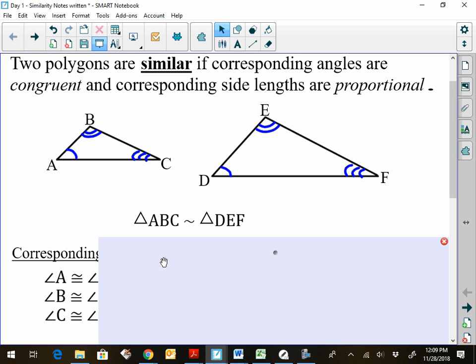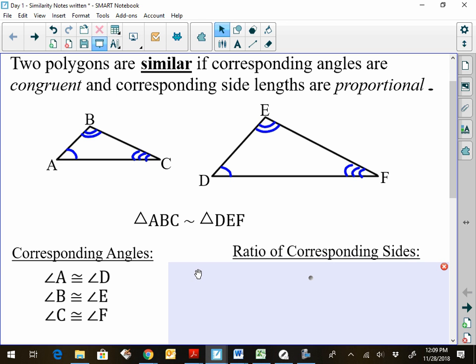We would know that angle A is congruent to angle D, which we have in our picture now. Angle B and angle E are congruent, and angle C and angle F are congruent. We also know that corresponding sides are proportional, right? There's a ratio that would be proportional.